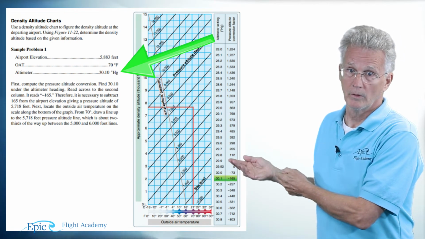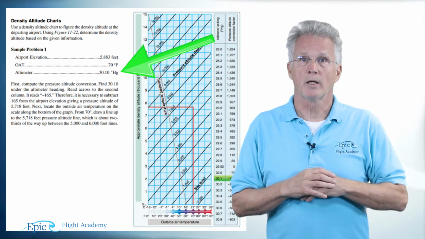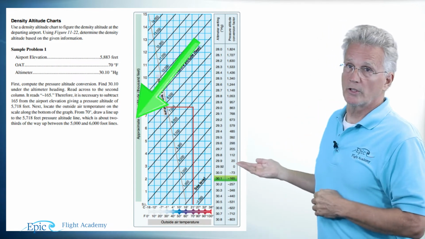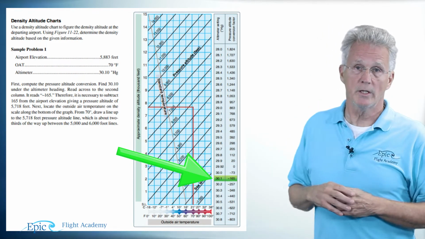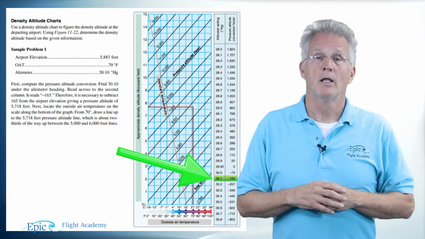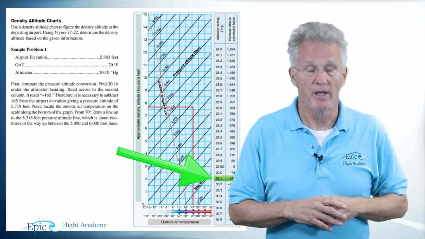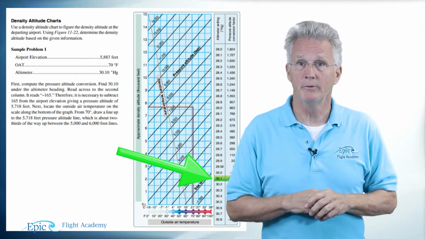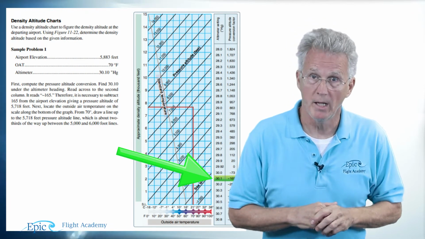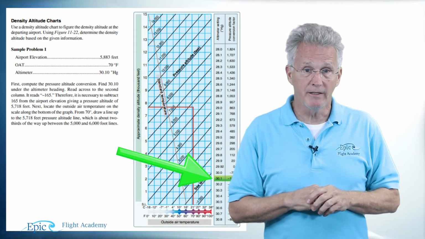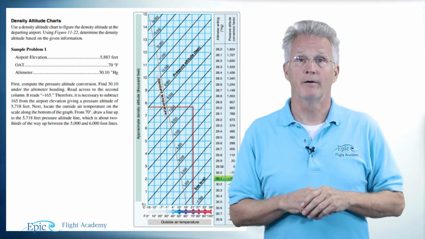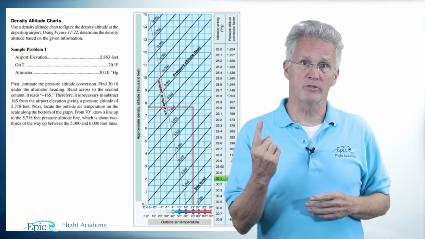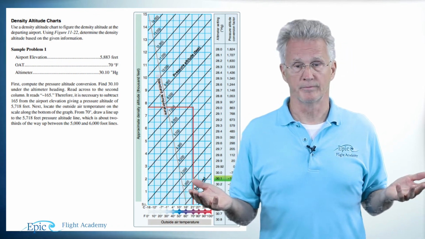30.10. So we're going to come in on the right side of this chart, and come down to where you see the green highlight, and 30.10 tells me minus 165. Therefore, it is necessary to subtract 165 from the airport elevation, giving a pressure altitude of 5,718 feet. That's step one. You see, that wasn't too tough.